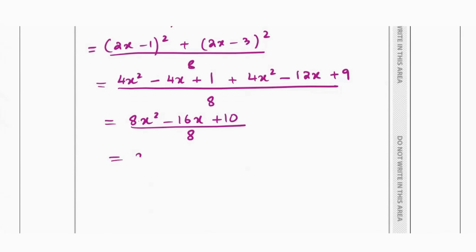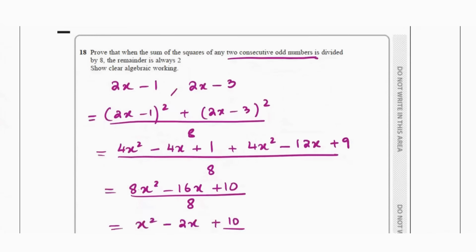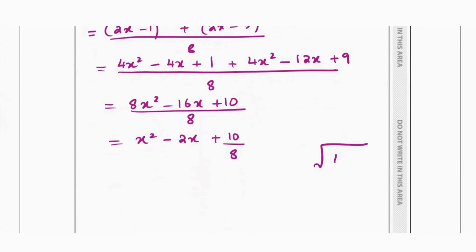8x squared divided by 8 is x squared. 16x divided by 8 is 2x. And now we have 10 divided by 8. They're saying that the remainder is always going to be 2. If you divide 10 by 8, 8 ones are 8, and 10 minus 8 is 2. So we have the remainder of 2. That's correct. That proves our answer.